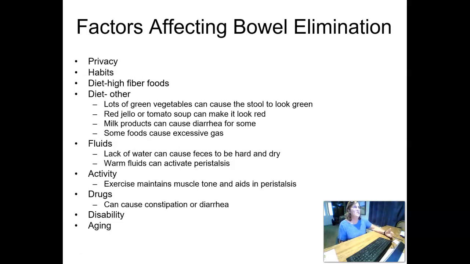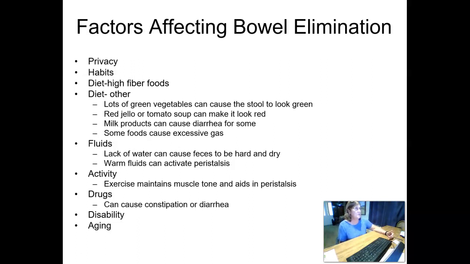Habits, what are their normal habits? Do they normally have to do something to help themselves have a bowel movement? I know some residents have prunes in the morning and then hot coffee, and they have this little regime or routine that helps them have a bowel movement. Hot drinks, hot coffee, hot teas actually activate peristalsis and help things move through the gut. So a lot of people will ask for a hot drink.